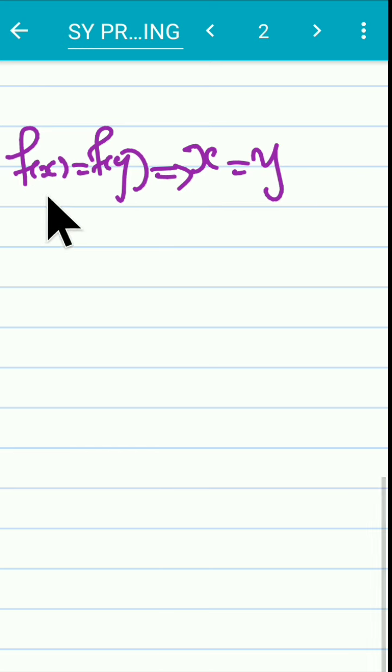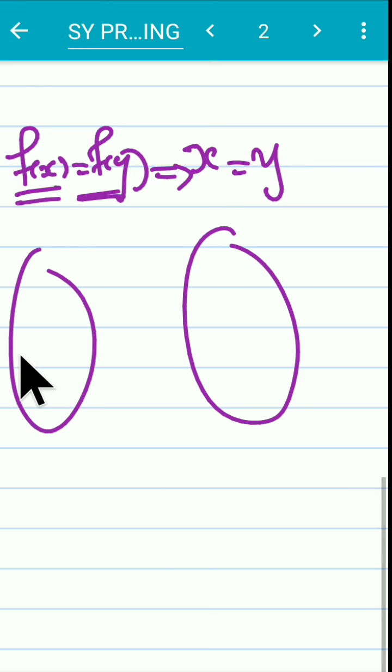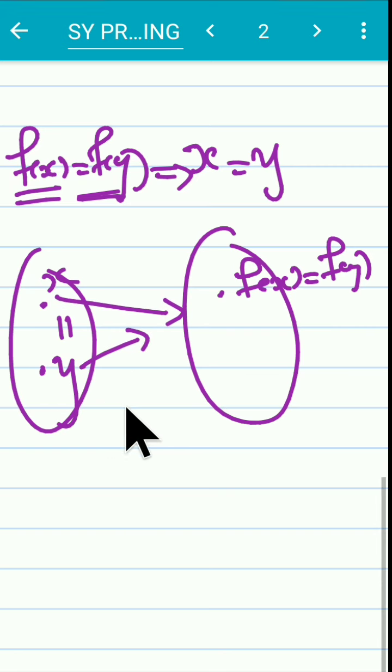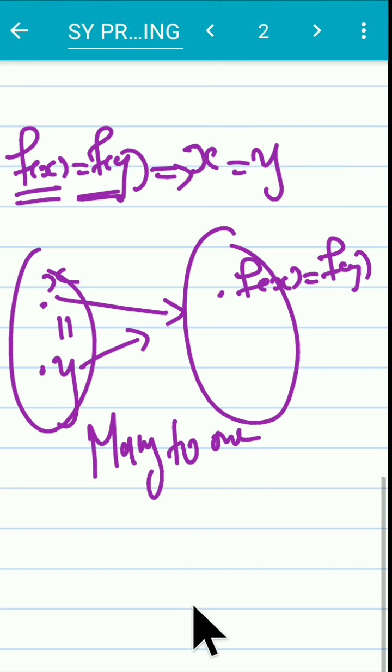Okay, what is f of x and f of y? These are nothing but points in my codomain. Over here I have a domain x and y. Over here I have f of x and f of y. If my f of x equals f of y, correct, then if this is x and y, those two must be the same. Means if the map is many to one, then those 2 points must be the same point.